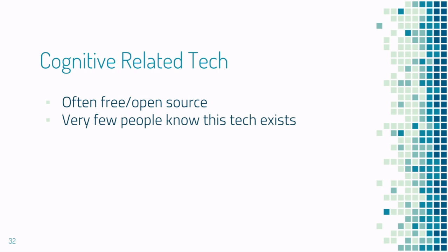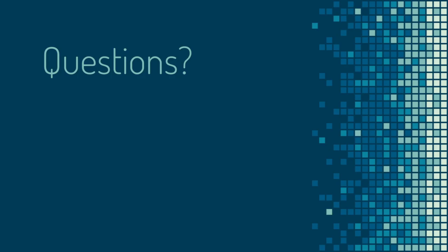Thankfully, cognitive-related tech is normally free and/or open source, or you can get it for super cheap. But most people, even people with conditions who really do need this tech, they don't know it exists because there aren't a whole lot of resources for it, and so computers remain inaccessible for them.